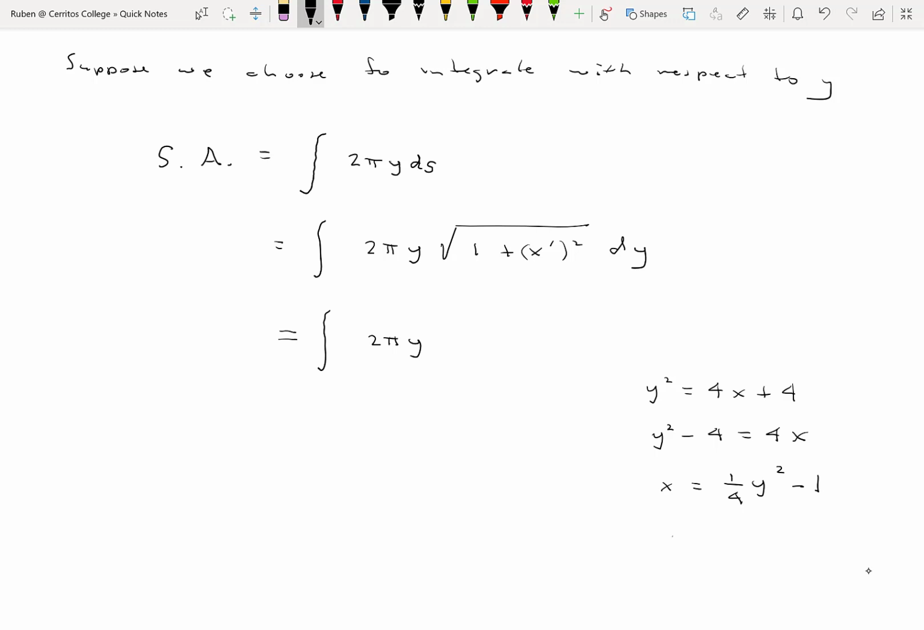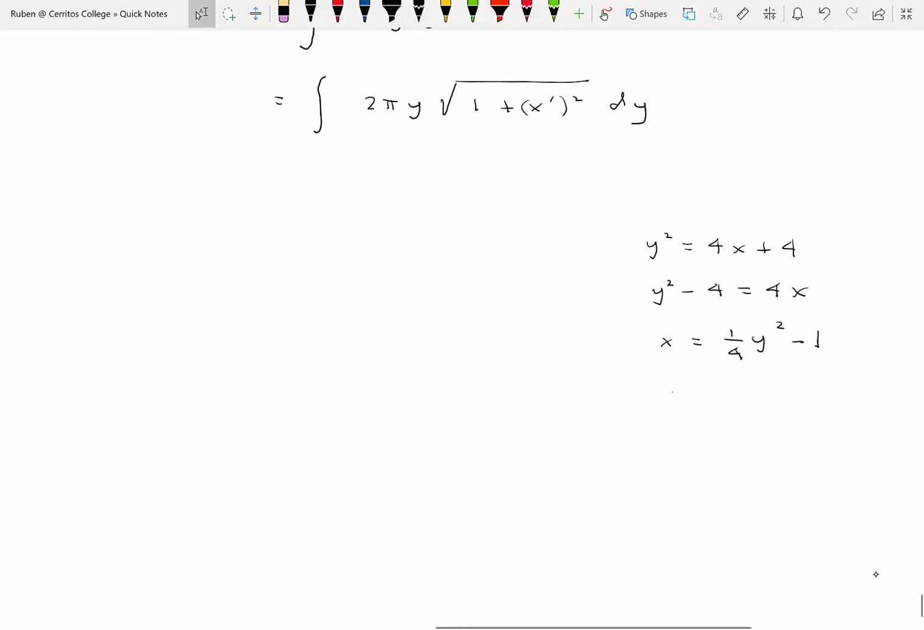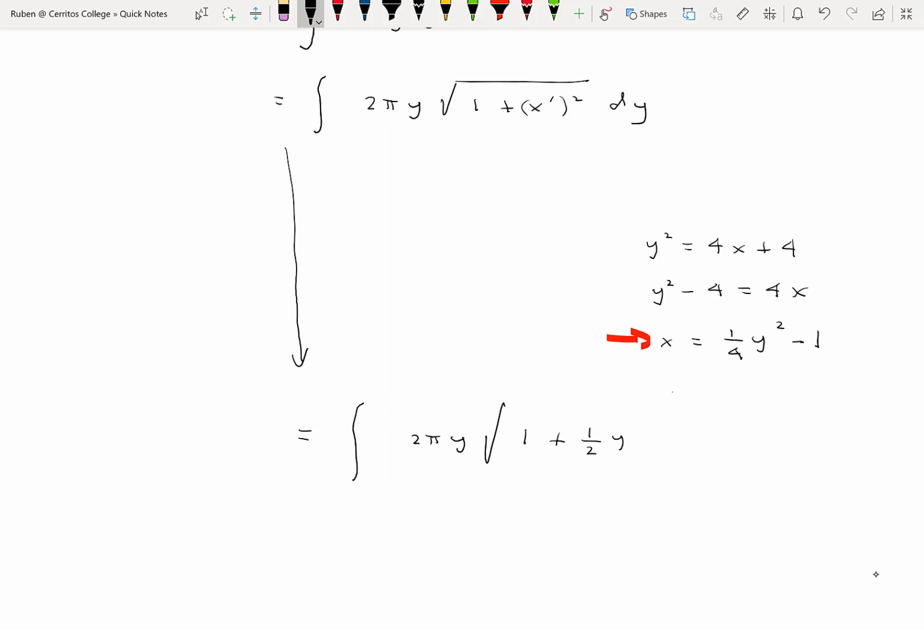So our surface area then becomes the integral of 2 pi y times the square root of 1 plus dx dy, x prime, squared. Look at the formula. x equals 1/4 y squared minus 1. So dx dy, the 2 comes down, so you get 1/2 y. That's dx dy, but that's squared.